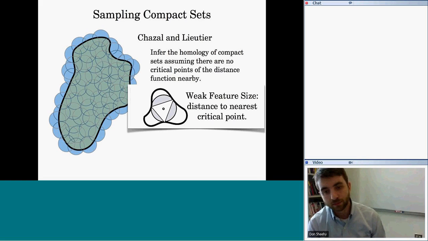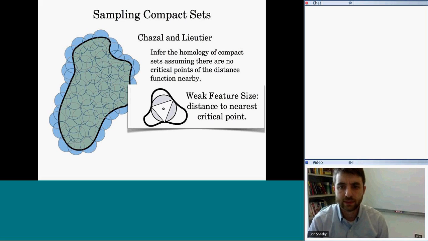And the weak feature size, as Lieutier defined it, is the minimum distance from the set to the nearest critical point. As long as that distance is bounded, this gives us a scale at which we can use unions of balls at that scale to infer the homology of the whole set.